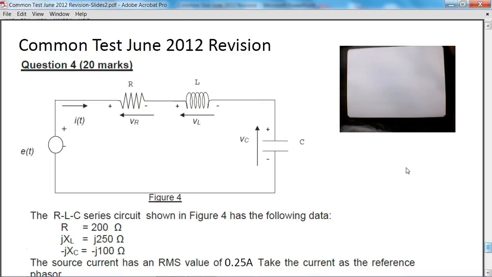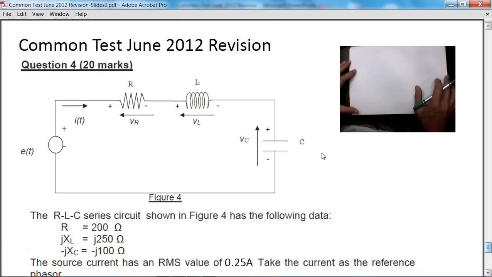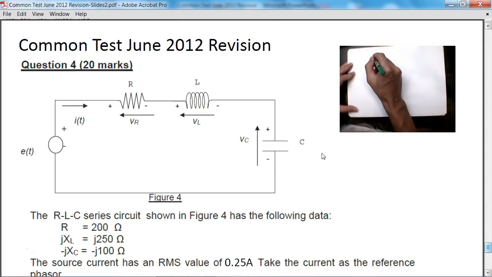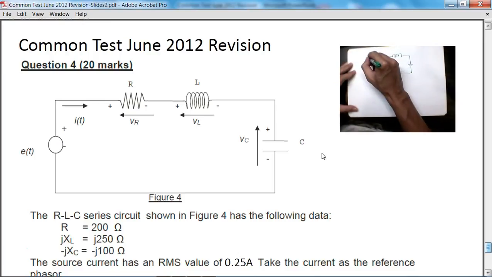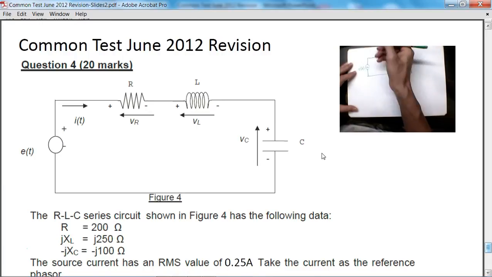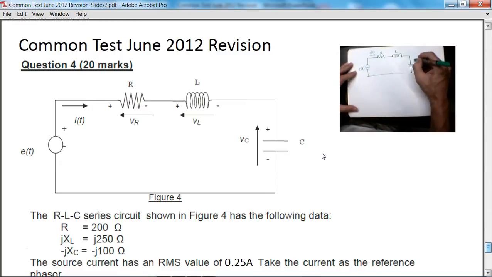Now question 4 shows us a circuit of 3 elements in series: the resistor, the inductor, and the capacitor. So let me try and outline this. We have the resistor, we have the inductor, and we have a capacitor, all connected in series with an AC voltage applied, and the current flows IT. So we have R, L, and C.